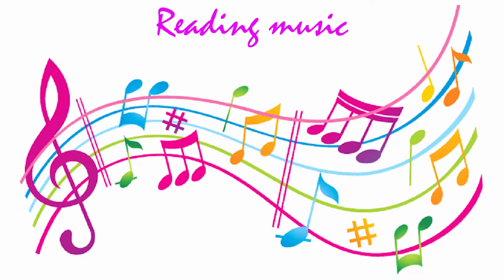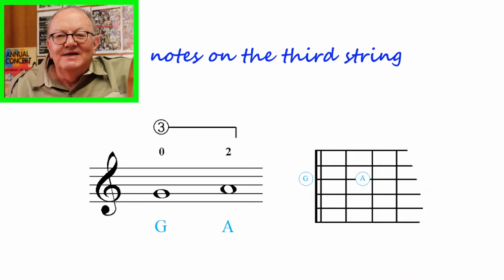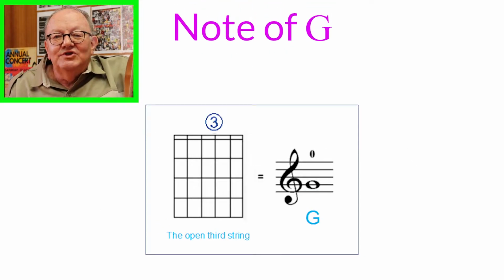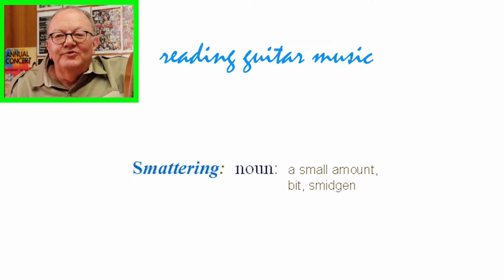We need to learn just a few more notes for music reading. These are on the 3rd string, G and A. The first, G, is an important note in music reading. You will see why in a moment. A smattering of music theory.